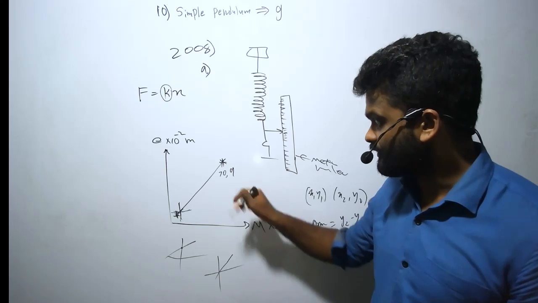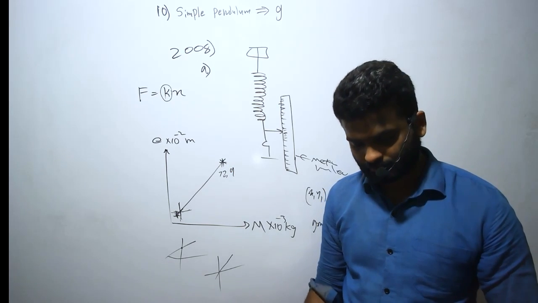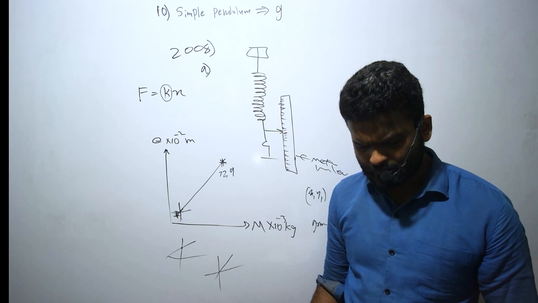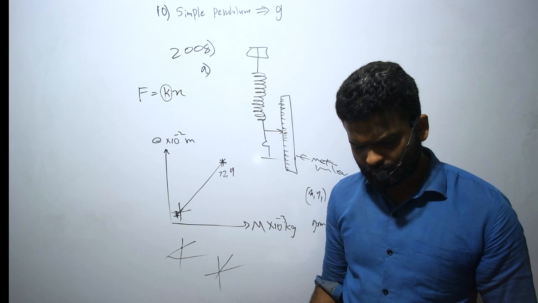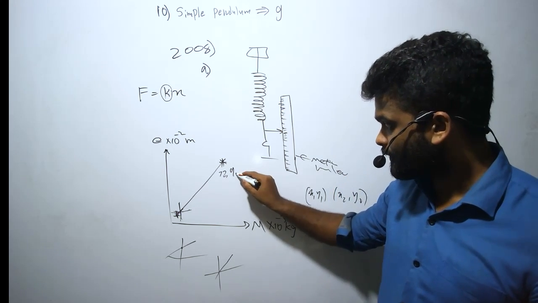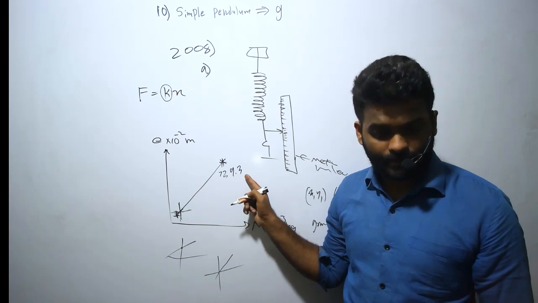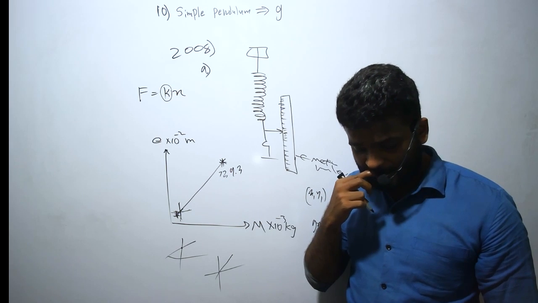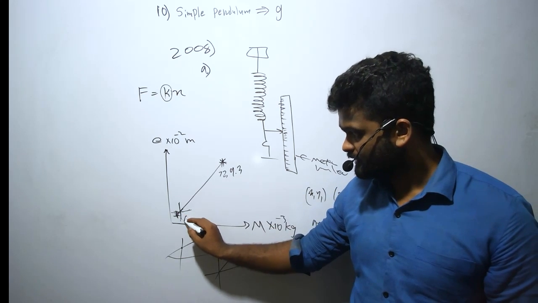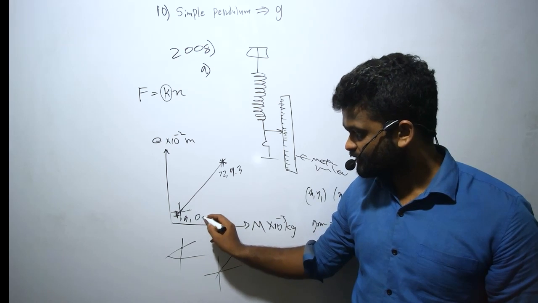Sorry, 72 and 9, right? 72 and 9. Sorry, 72 and 9.3. This coordinate, if you carefully look, is 72 and 9.3. Another coordinate is this point. The x coordinate is 9, the y coordinate is 0.9.